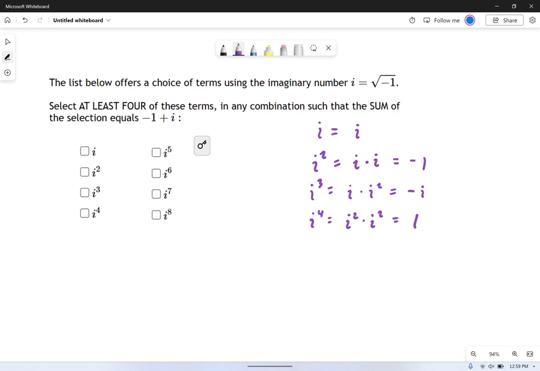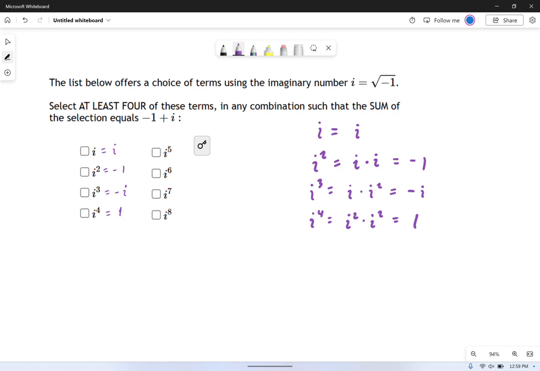And i to the fourth equals i squared times i squared, which means -1 times -1, which is 1. So this right here gives you an idea of some of the properties of i that we can use in this problem. So I'm just going to write them down here. i equals i, i squared equals -1, i cubed equals -i, and i to the fourth equals 1.